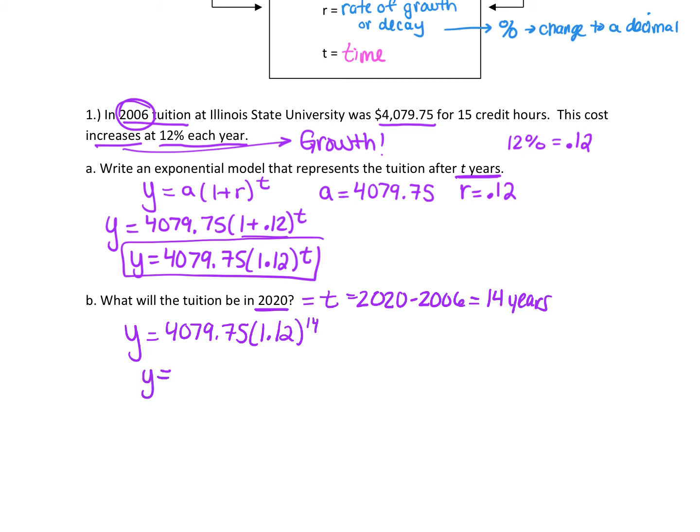Then I'm going to type this in my calculator: $4,079.75, parentheses 1.12, close my parentheses, to the 14th power, and I'm going to get $19,938.96, but again, this is money. And so for money, we're always going to do 2 decimal places. So this will round to $19,938.20.